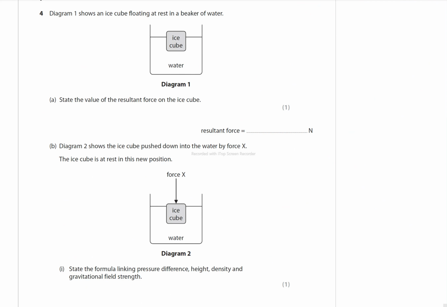So we should be getting the hang of these now, hopefully. The diagram shows an ice cube floating at rest in the beaker of water. State the value of the resultant force on the ice cube. So the weight and the pressure from the water, the buoyancy, if that's the right word, are equal because it is at rest. So there's no resultant force. So it's 0 newtons.